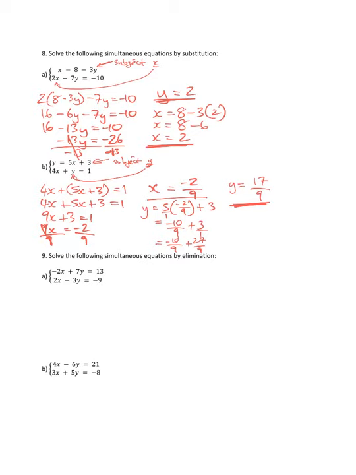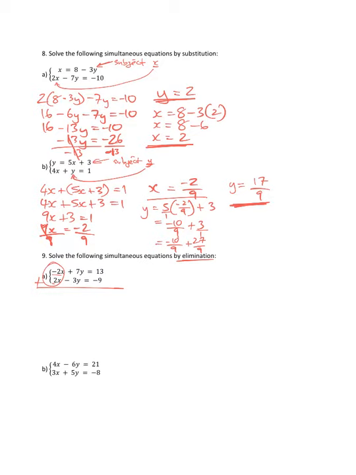Solve the following simultaneous equations by elimination. So elimination, what are the rules? Look at one of the variables, apply an operation to make the coefficient of that variable equal in size, opposite in sign, add vertically, and then solve. So looking at this equation, I'm going to look at x. I notice that they're already equal in size, opposite in sign, because this is positive 2, this is negative 2. So I can add them vertically already.